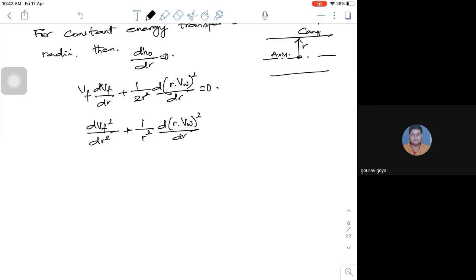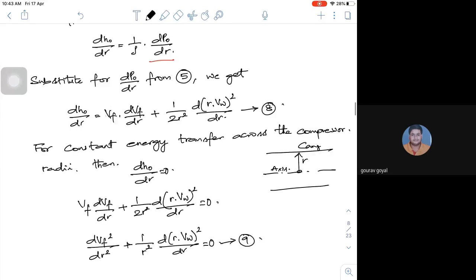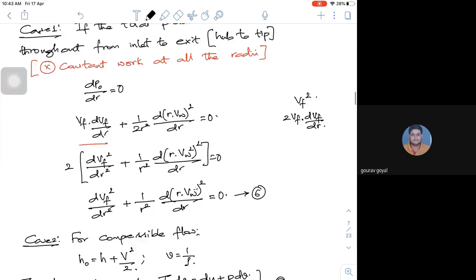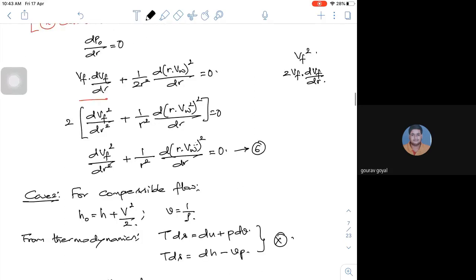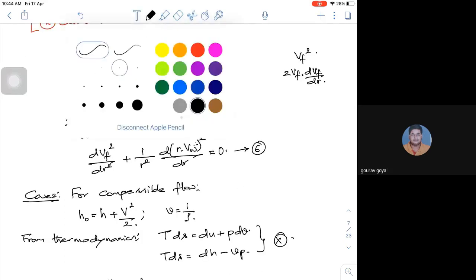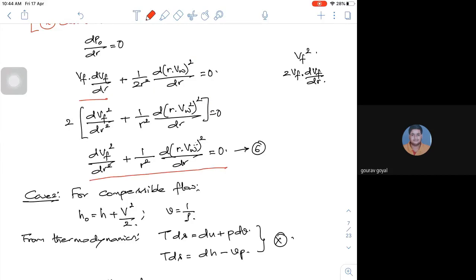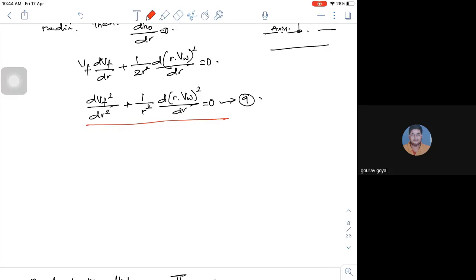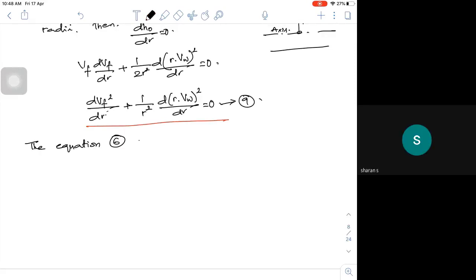is equal to 0. If I call this equation number 9, very closely if you observe, equation 9 is very similar to equation 6. This is equation number 6, and this is equation number 9. So equation 6 and equation 9 are the same.